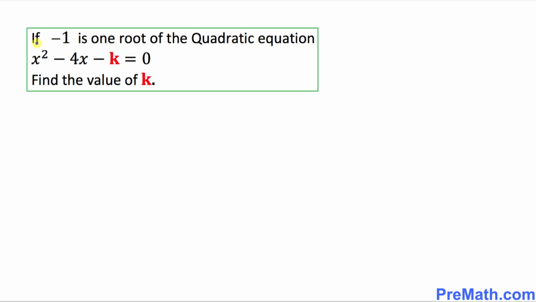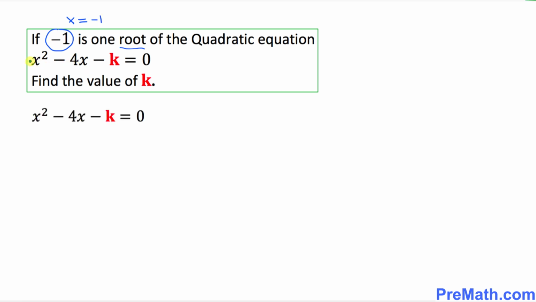And here is our next problem. It states, if negative 1 is one root of this given quadratic equation, find the value of k. Once again, the root means x value. So that means this negative 1, you can write as x equals negative 1. In the next step, I have copied down this quadratic equation right up here, which is x squared minus 4x minus k equals 0. And wherever you see x over here, I'm going to replace it by negative 1.